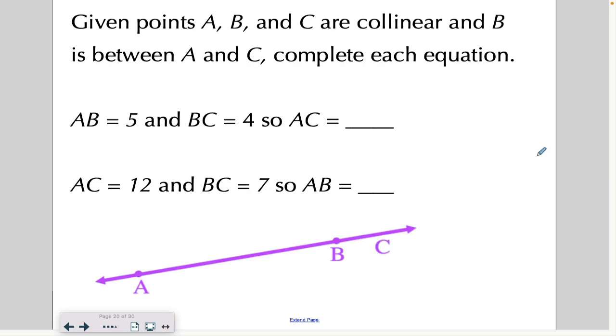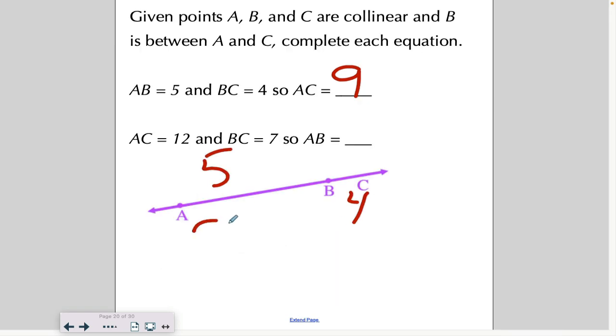So given points A, B, and C are collinear, B is in between A and C. I drew a diagram. Complete each equation. If AB is 5 and BC is 4, easiest question of the day, what is AC? If AC is 12, so this time the entire thing is 12, and BC is 7, what should AB be? 5. Should be 5, which actually already was.